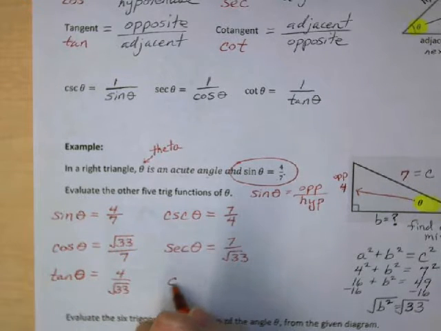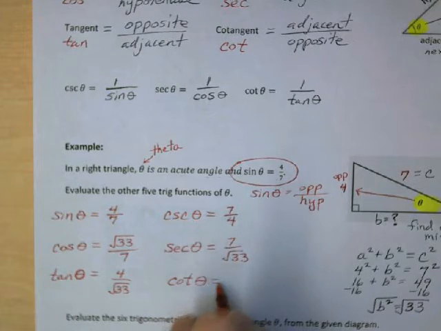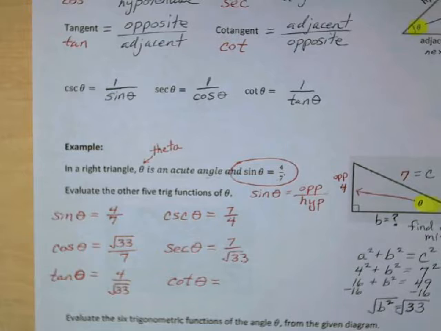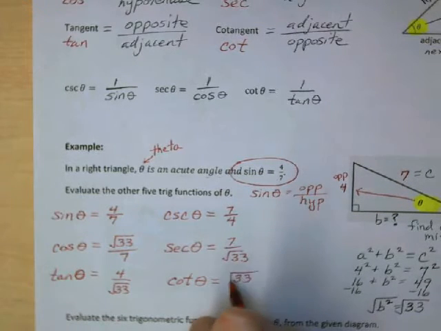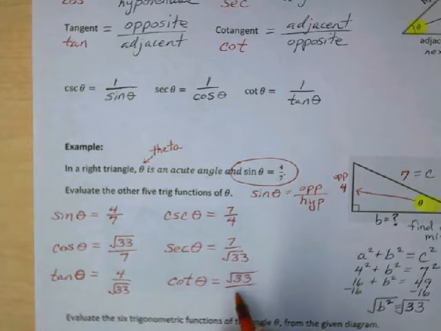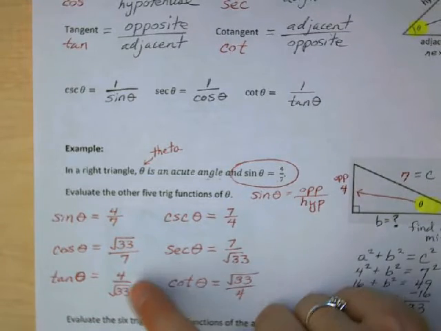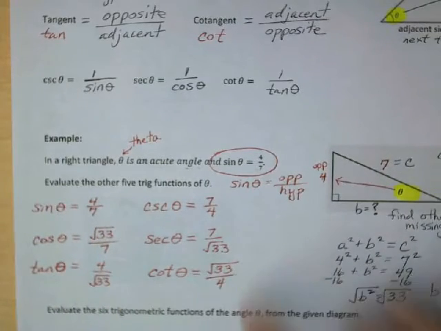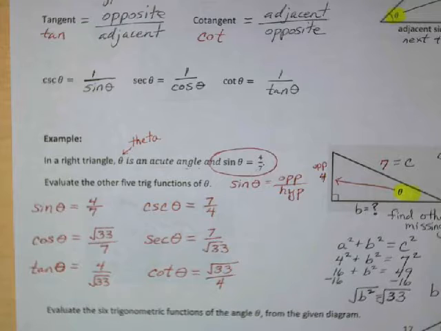And then last one's cotangent. What's the cotangent one? Square root of 33 over 4. You flip this one. You just flip it over. So square root of 33 over 4. What do you think of that? Not too bad?